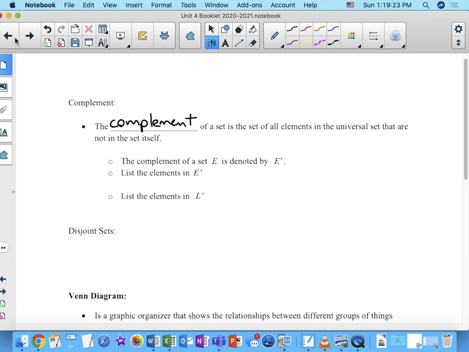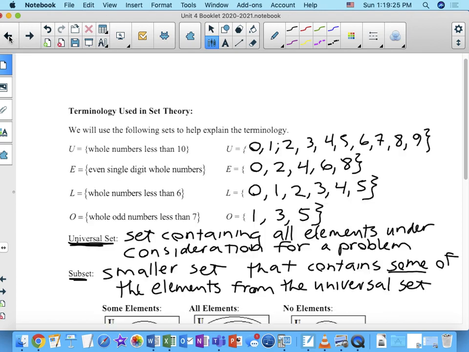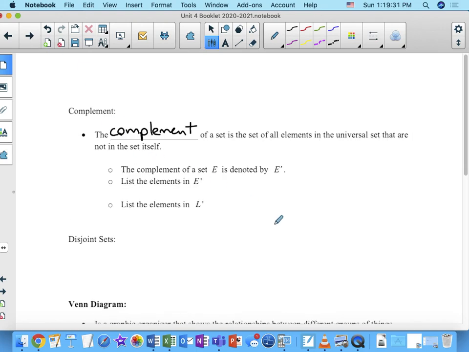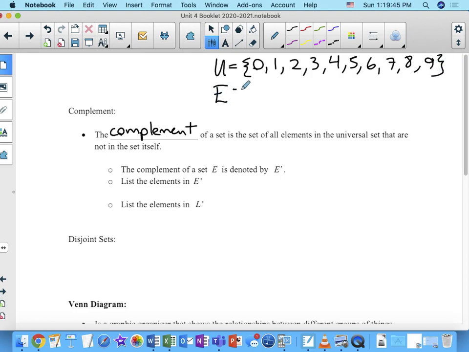Okay, now we have to go back and just think about what was in set E. So I got to go back a page and just see what that was. Okay, so E was 0, 2, 4, 6, 8. Okay, so I'm just going to write this up here because I don't have it handy, but U is 0, 1, 2, 3, 4, 5, 6, 7, 8, 9. We're using the same example. And E were the even ones, right? 0, 2, 4, 6, 8.